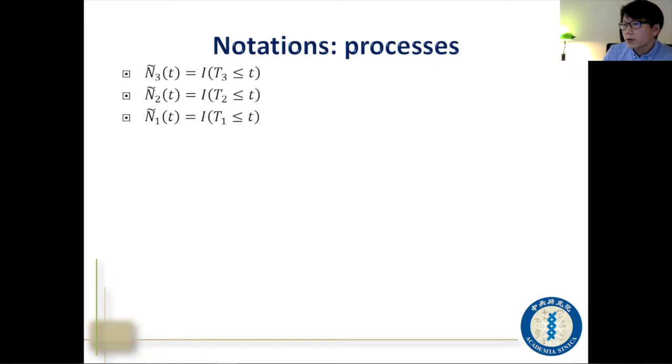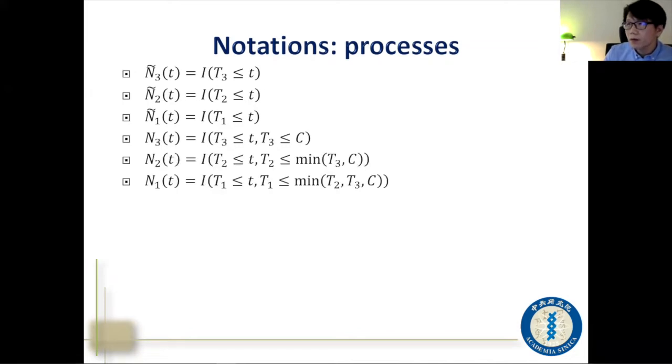With those random variables, we can further define a few processes. N3 tilde is the event process of mortality, N2 tilde is the event process for liver cancer, and N1 tilde is the event process for liver cirrhosis. And N3 without tilde is the observed process for mortality, and similarly for N2 and N1. So, with the tilde is the underlying process, and without tilde is the observed version.